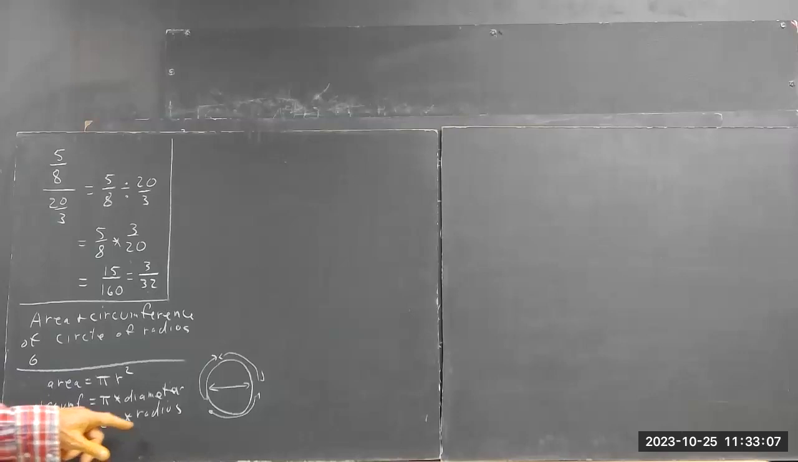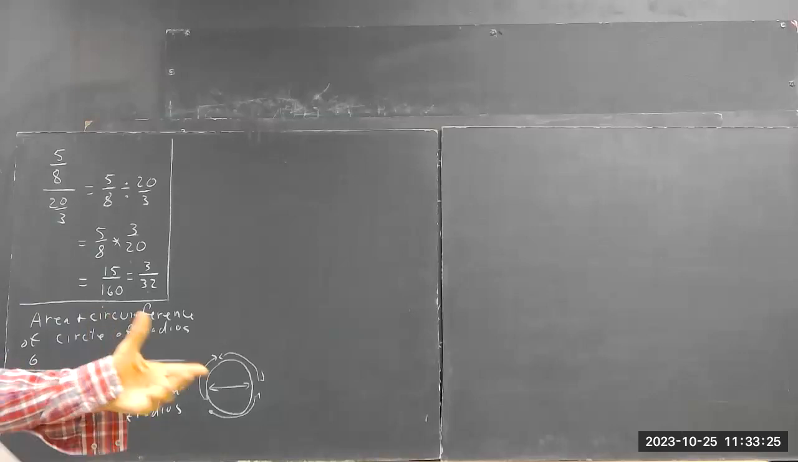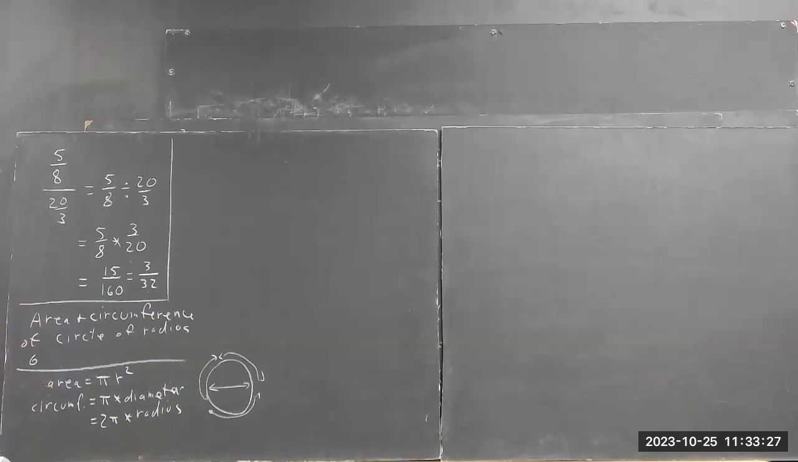Now, why is that 2 pi times the radius? It's because the radius is half the diameter. You have to have the radius twice to get the diameter. So pi times the diameter is the same as 2 pi times the radius, because the diameter is 2 times the radius. Anyway, you have to know these things. And we're not going to give you a formula sheet that tells you these basic geometric things.